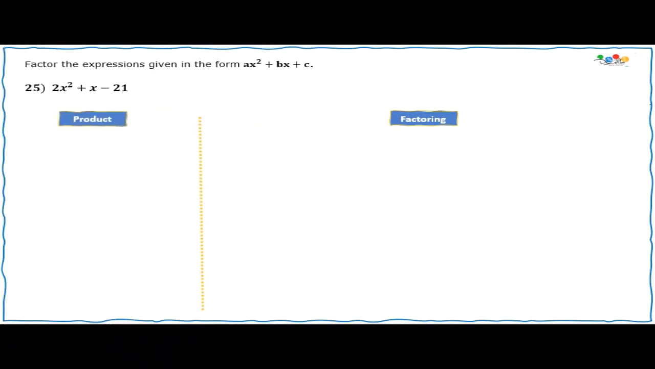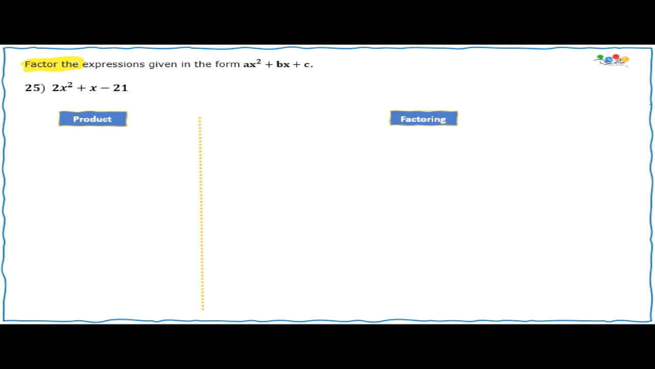Hello students, are we ready for the next problem? Okay, so let's read it. It says factor the expression. So yes, it's the same thing. We're gonna factor. The problem is 2x squared plus x minus 21.